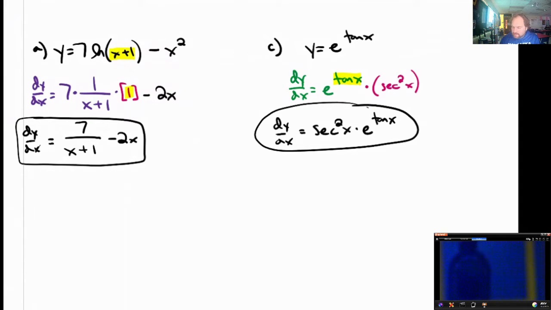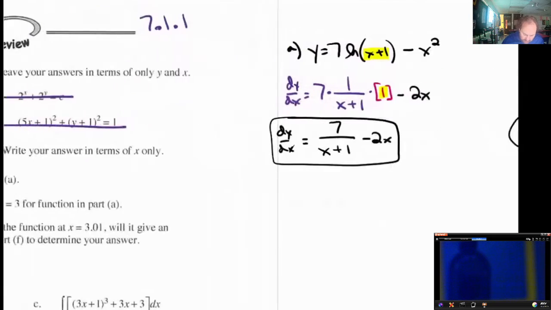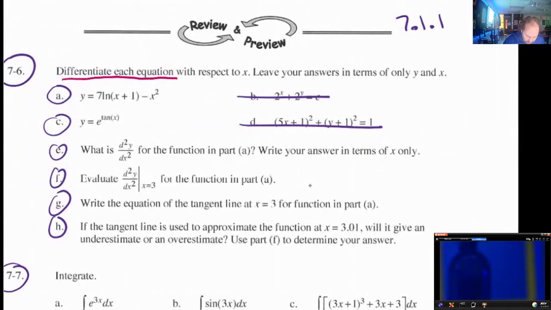Pretty straightforward, not a whole lot of problems there. I've got my published answers here up so I can make sure we're getting the correct answers. Looks good. So, question E, we're skipping D. What is the second derivative? That's what this means here. Don't worry about the fancy terminology. That is just the second derivative. We write that as d squared y over dx squared. For the function in part A, write your answer in terms of x only.